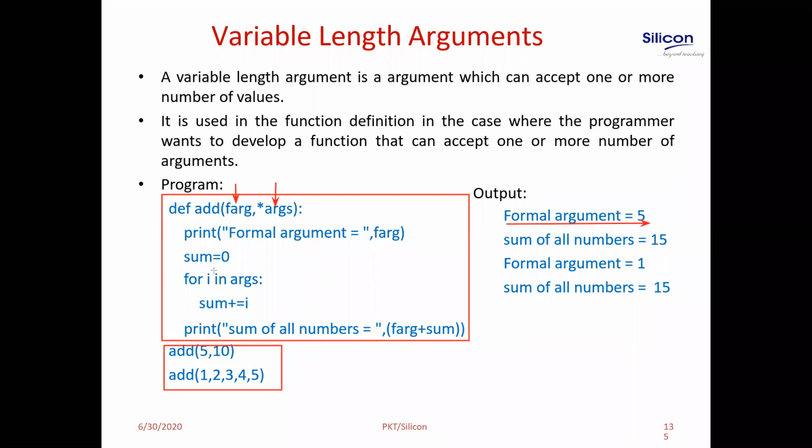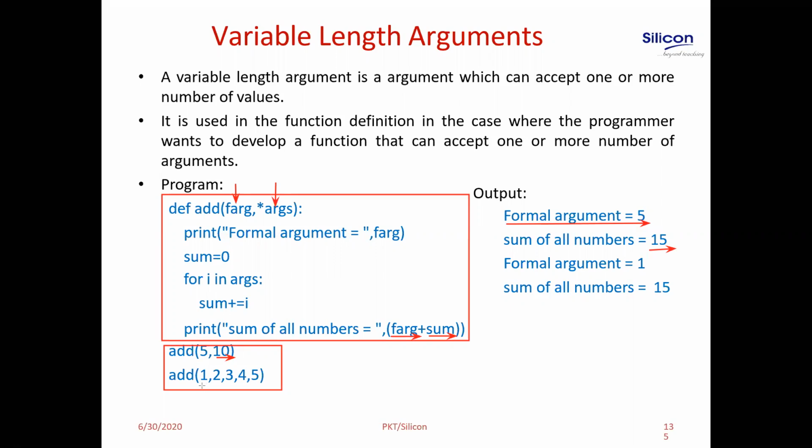Then it will come over here, sum equals to 0. For I in ARGS, what is ARGS? ARGS is only 10, because there is only one element over here. So for I in ARGS, I will become 10. Sum is equal to sum plus I. So sum is 0, 0 plus 10 is 10. The sum of all numbers is FARG, means 5 plus 10. FARG is 5, sum is 10, so it will print 50.